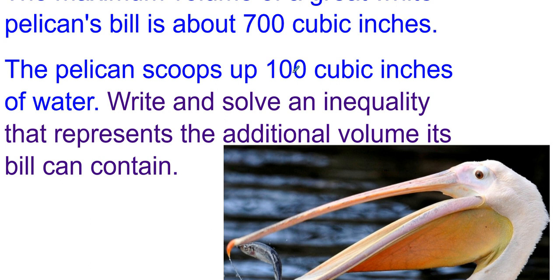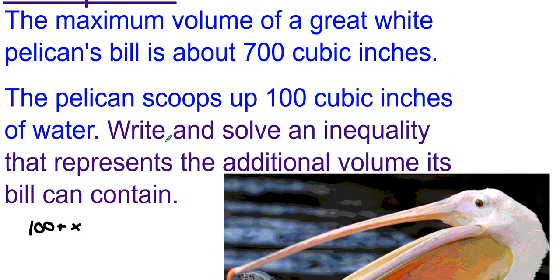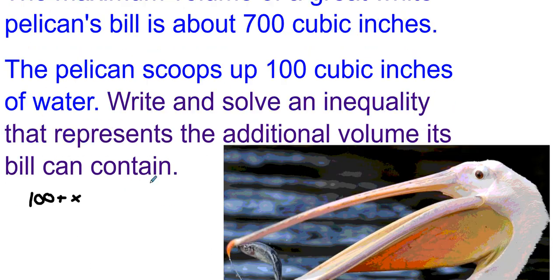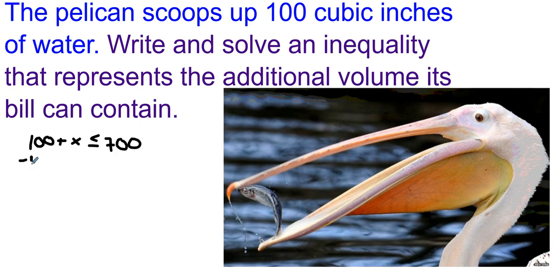So it's scooped up 100. It has 100. That's the given amount. We can add some amount more. And it says, again, the maximum volume is 700. So I can't go beyond 700. So I could say the amount that I can fit in there is less than or equal to 700. So write the inequality, done. Solve the inequality. All right, subtract 100 from both sides. And I get x by itself. X is less than or equal to 600.